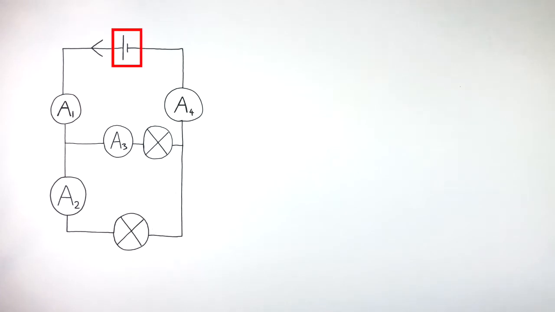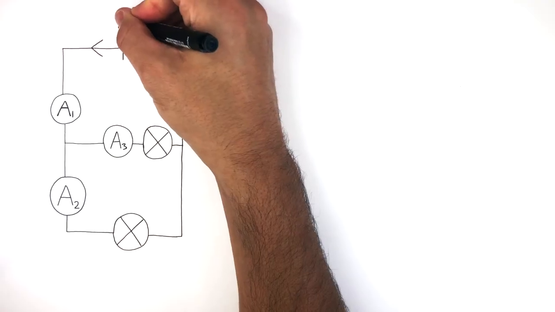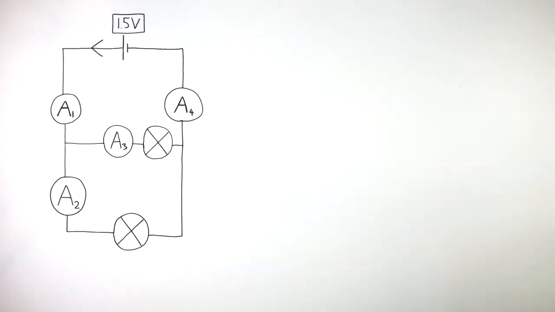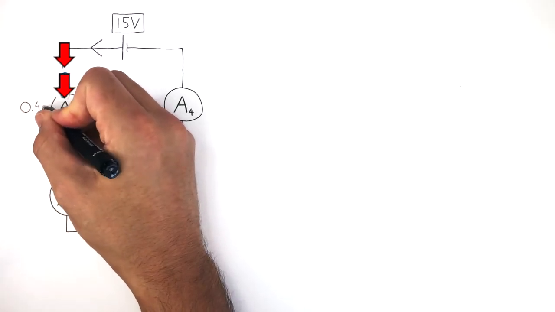Here is a cell, and we know a cell stores chemical energy. The potential difference of this cell is 1.5 volts. So the current flows out of the positive terminal towards the first ammeter. The first ammeter, ammeter 1, measures the current as being 0.4 amps.